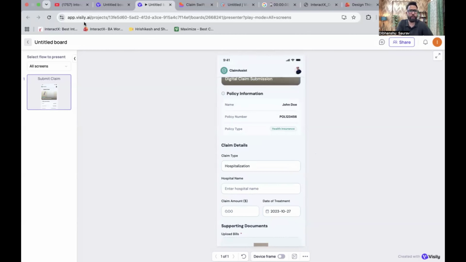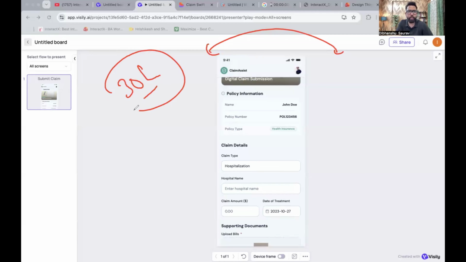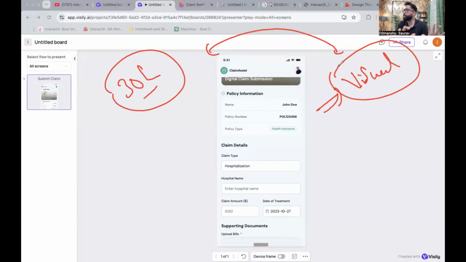Let's say you have created the whole claim reimbursement process, spending, let's say, 30 screens, and instead of just having a verbal conversation, you show them visually in terms of a real-time application. Is this doable for you as a business analyst?